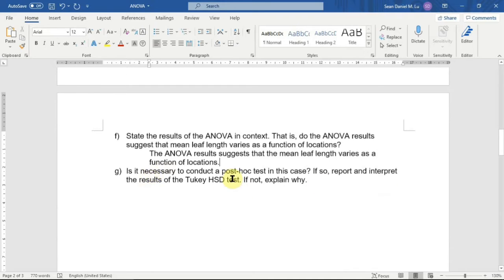Is it necessary to conduct a post-hoc test? Yes, since we reject the null hypothesis, we need to find out which pair of groups is different from each other. Yes, it is necessary to conduct a post-hoc test. If so, report the results and interpret.